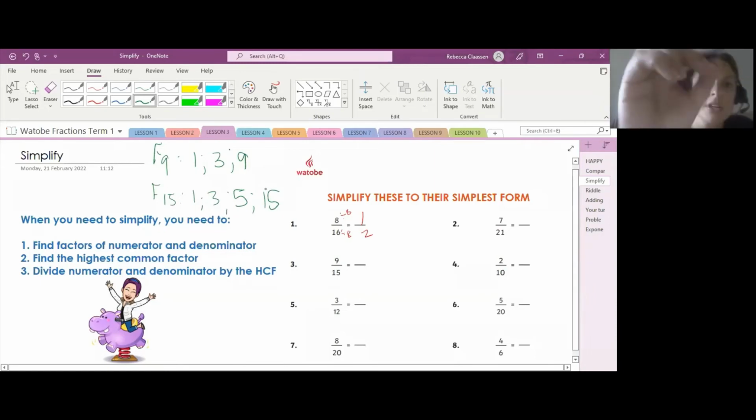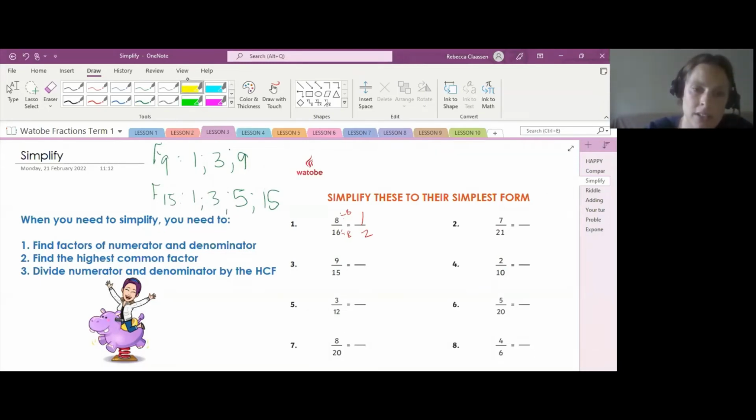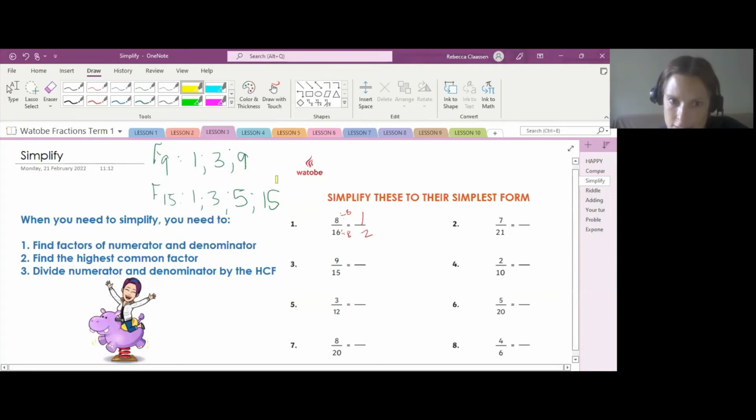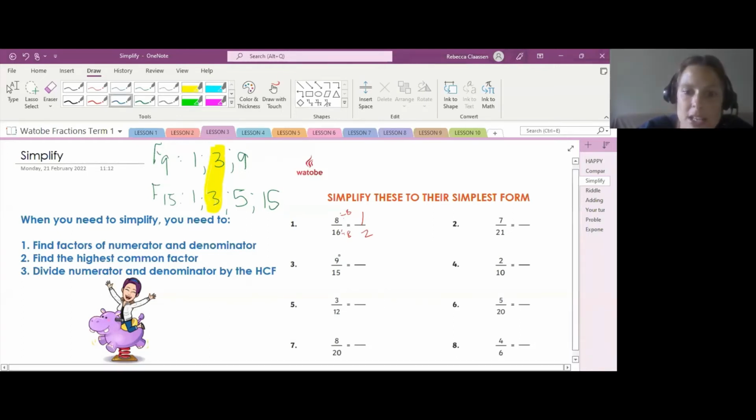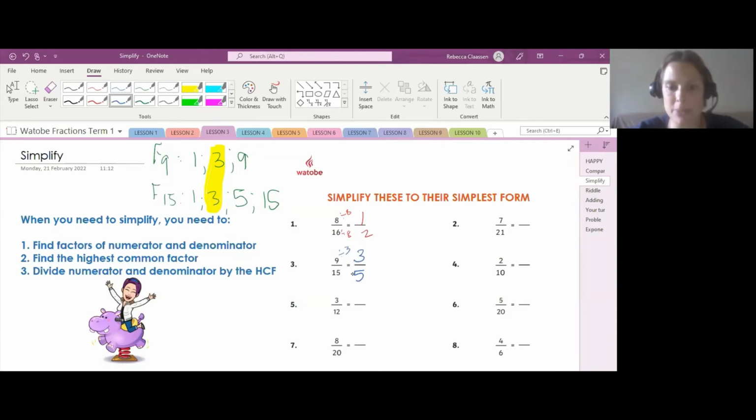Okay, perfect. And so what's the highest common factor? Ma'am, it's 9. Is 9 in both lists? No, ma'am. I mean, it's 3. 3 is in both lists. So because 3 is in both lists, that makes 3 our highest common factor. So now we can divide both of them by 3. And 9 divided by 3 is? 3. And 15 divided by 3 is? 5. And there we go. We are simplified as far as we can simplify.